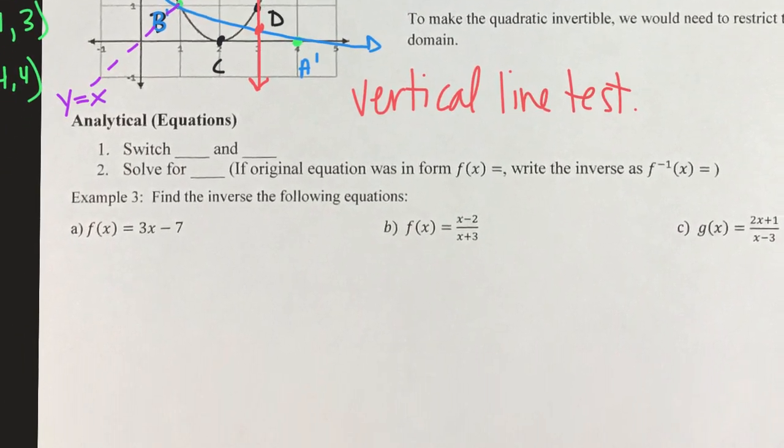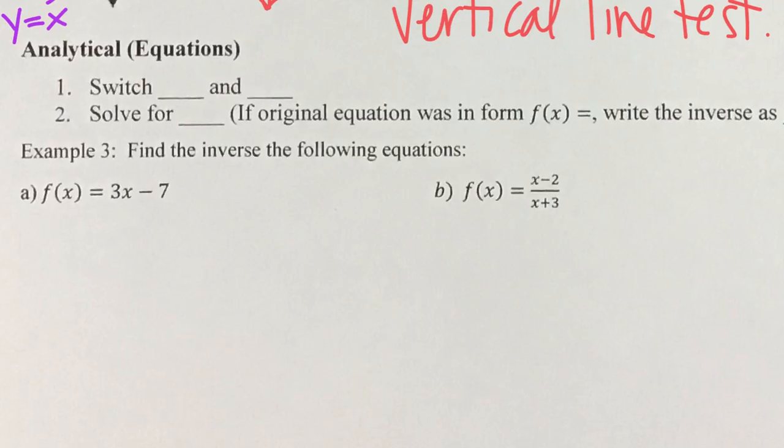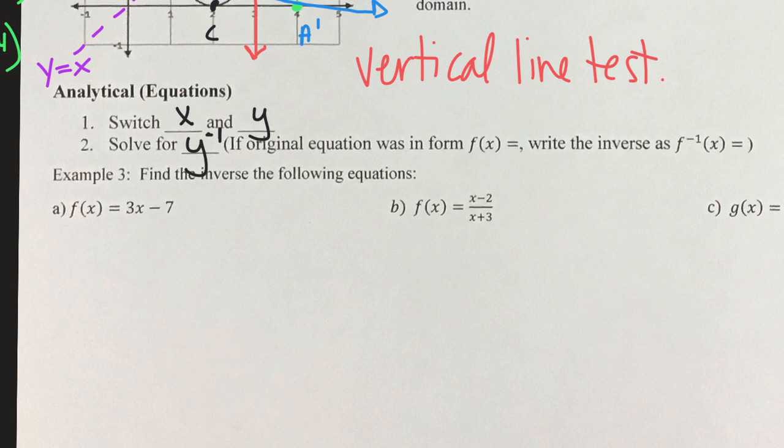Okay, now let's get to the meat of our problems, and that's the analytical part. The first job is really easy: you simply have to switch your x and your y letters in your equation. And then solve for y, which eventually we're going to call y inverse, because we want to differentiate it from the y, or the f of x, that we're starting with. So if we have f of x, then we write it as f inverse of x. Our last step is going to be to change y to function notation. Okay, let's jump right in.